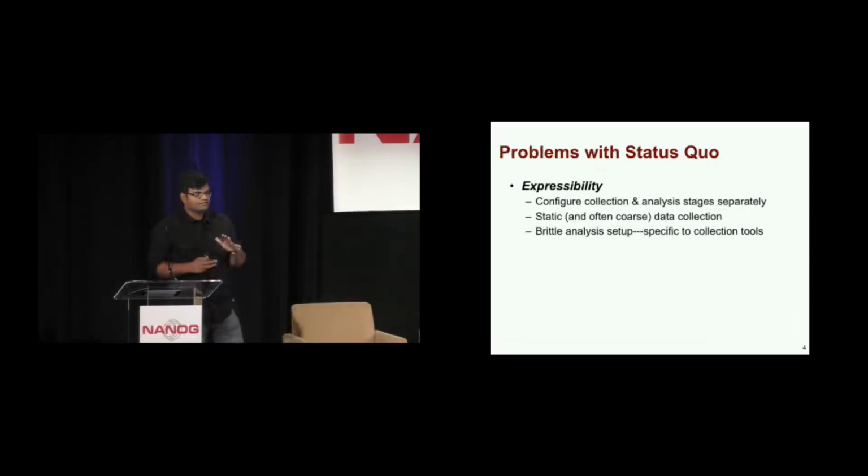If this is the status quo of how network telemetry is done, the problems are of two types. One is about expressibility. Since there are two different stages, if you're a network operator, you have to individually configure these two stages. You have to figure out what collection tool to use, how to configure those devices to collect the data, and then, based on your collection strategy, choose how to analyze the data. These data collection tools and protocols are sometimes static and often coarse-grained. The analysis setup, because it is driven by your choice of collection tool, is kind of brittle.